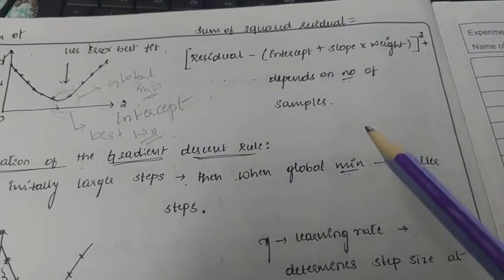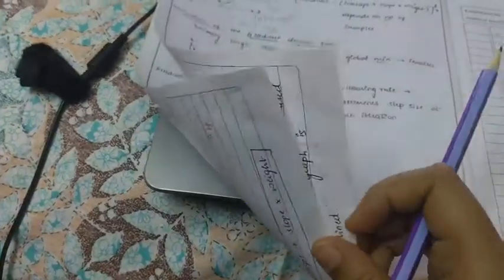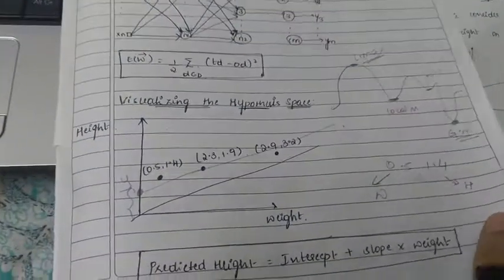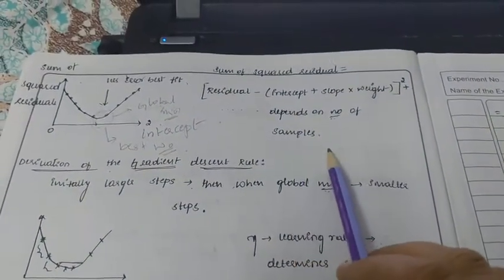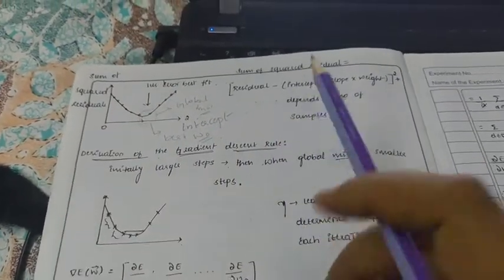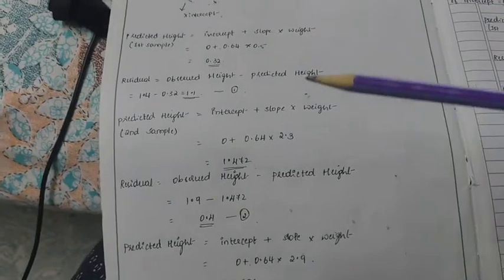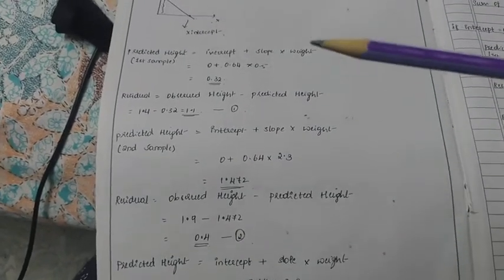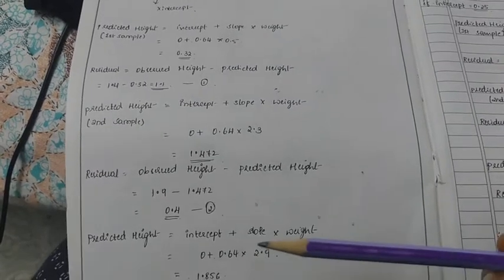How many times do I have to repeat this? This depends on the samples. Here I have considered only 3 samples. So this formula should be repeated 3 times, or else you can do it directly, or you can do it in terms of steps like this. First we have to calculate the predicted height of each and every sample.